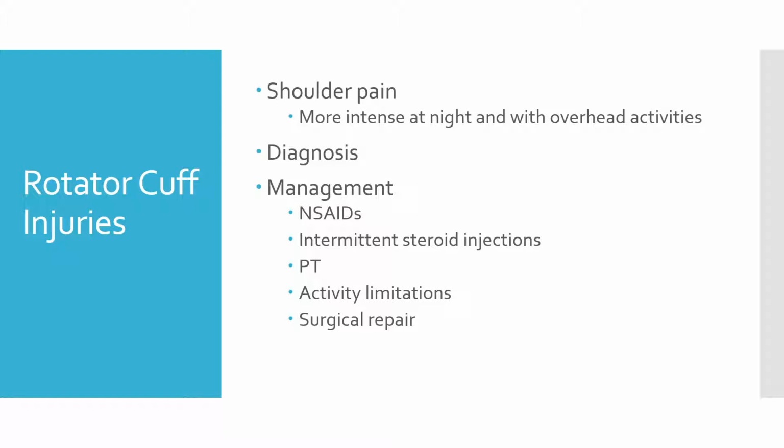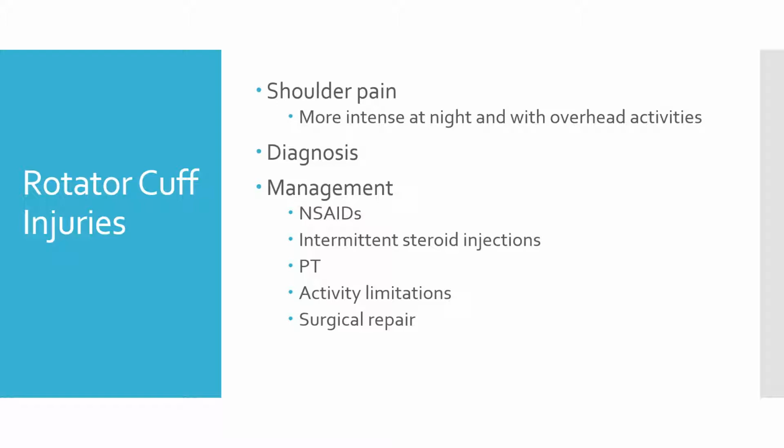With the full thickness tear, they cannot easily abduct the arm at the shoulder, meaning bring out the arm from the shoulder. The arm will usually drop as the arm is abducted. To diagnose a rotator cuff injury, first they'll get an x-ray. They may do an ultrasound or CT, but ultimately the MRI will determine if it is a partial or full thickness tear. They manage it with NSAIDs.